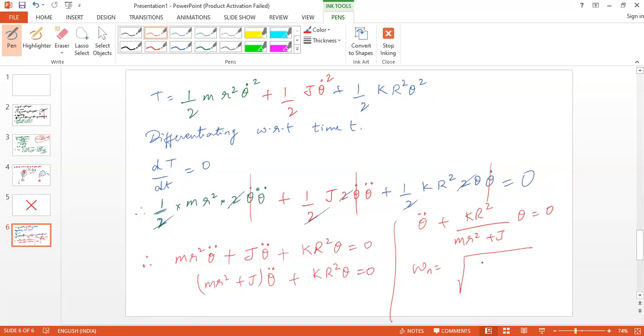So omega n is equal to root of k R square by m r square plus J radians per second. This is the solution. Okay. Any doubt? No, sir.